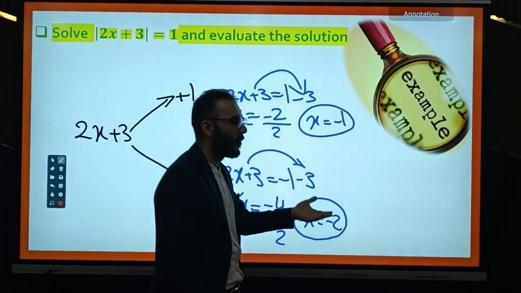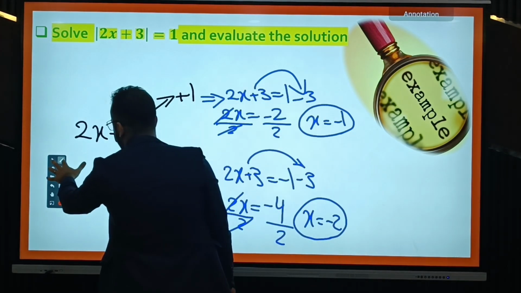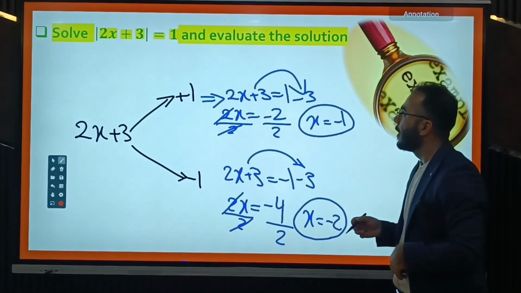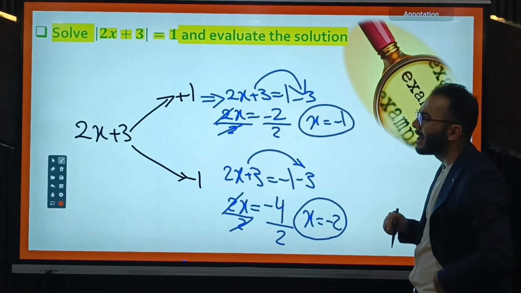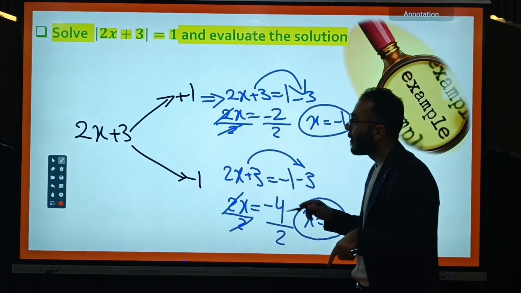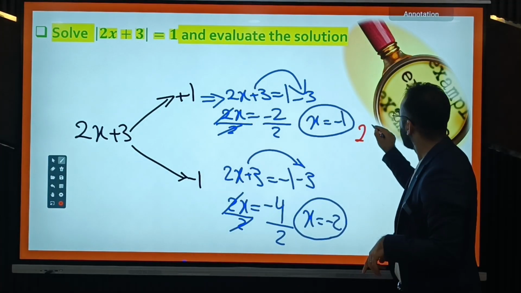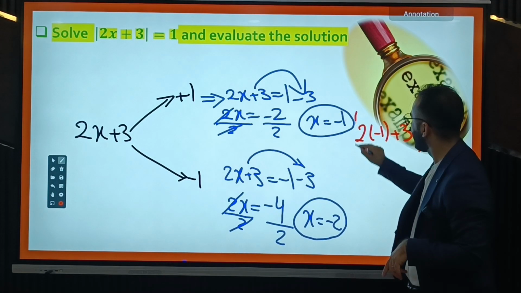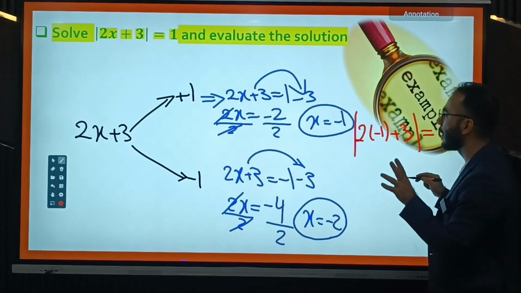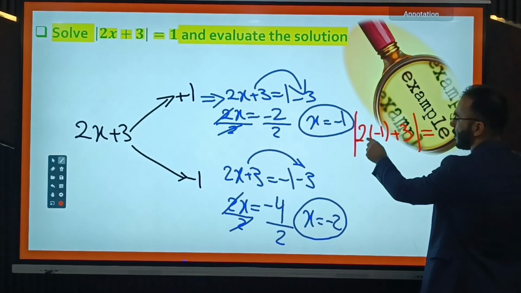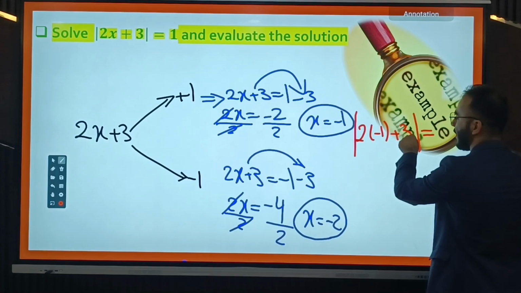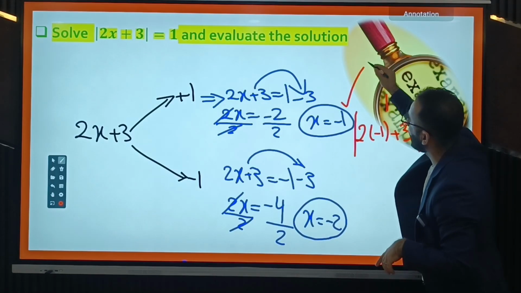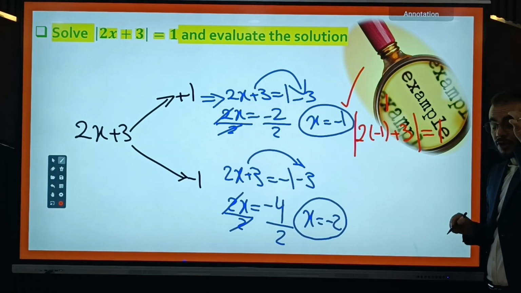So we are going to evaluate whether our solutions are correct or not by substituting them into the absolute value. All right, 2x: 2 multiplied by negative 1 is negative 2. Plus 3, inside the absolute value, it should be equal to 1. Is it? Let's just try it. 2 times negative 1, negative 2, plus 3 is equal to 1. So exactly 1. Therefore, this one is a solution. It's included in the solution set.